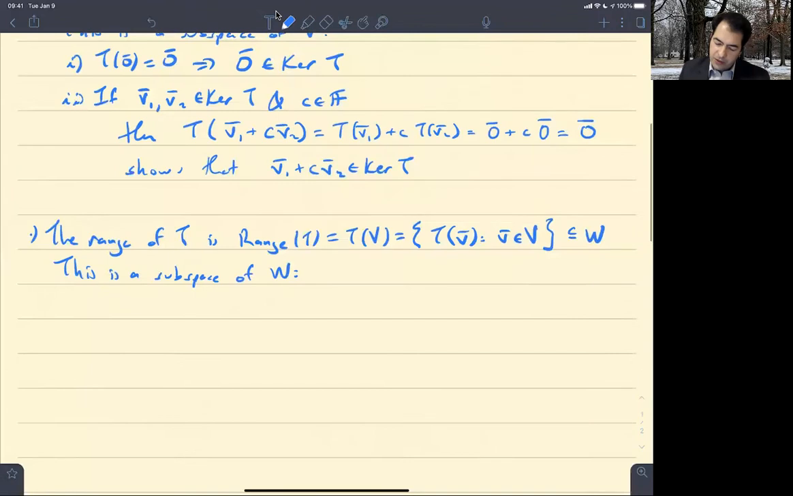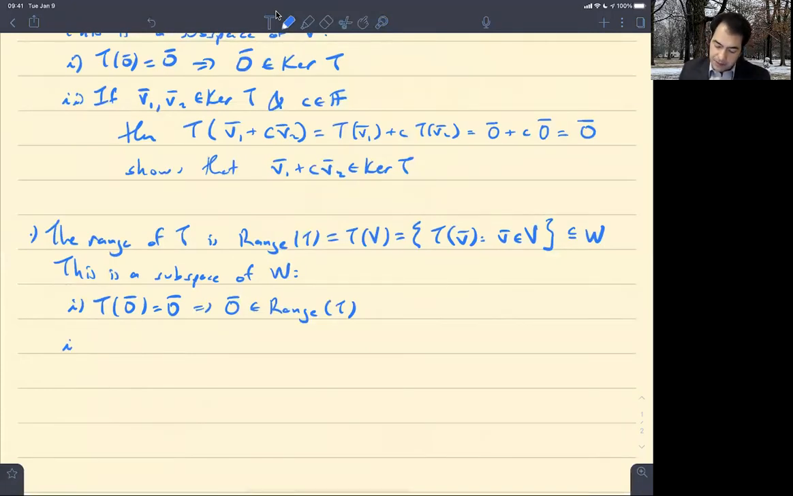Okay, so we'll just check the same two things. First, I'm going to write the same equation, T of 0 is equal to 0, but whereas before that showed that the 0 in V was in the kernel, now the same equation tells us that the 0 of W is inside the range. Right? So the range of T are all of the vectors that are in the image of T, all of the vectors that are equal to T of v for some v. So 0 is equal to T of v for some v. You can take 0 as that v.